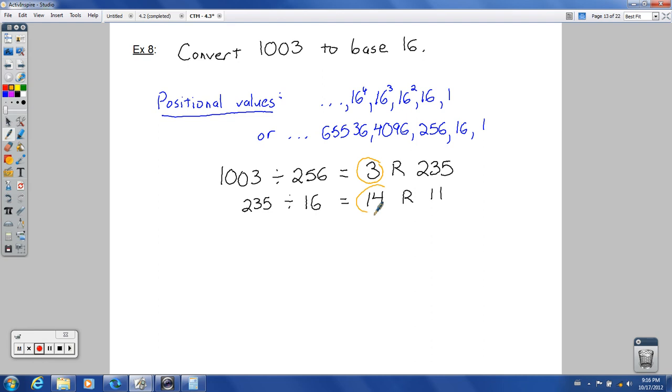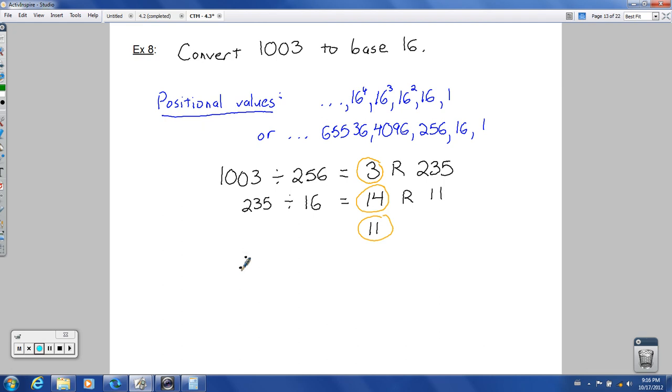So 14 comes next. I did those two places. Now I just have my ones place, in a sense. So what goes in the ones place? The final number, 11, goes in that place. So this is my final thing there. Therefore 1003 equals, in base 16, 31411.